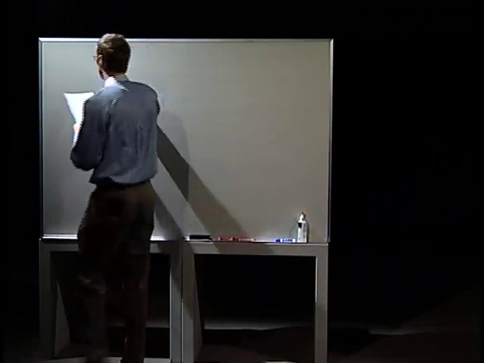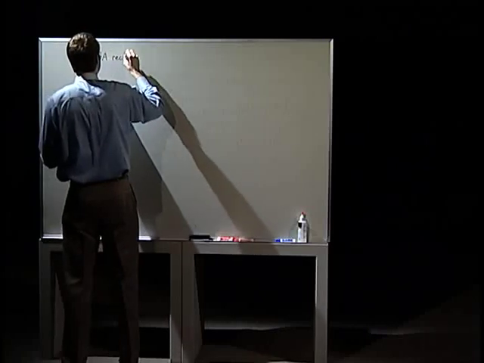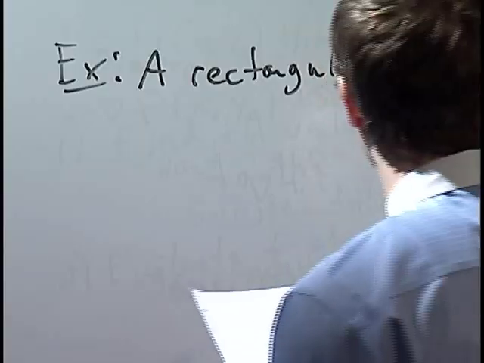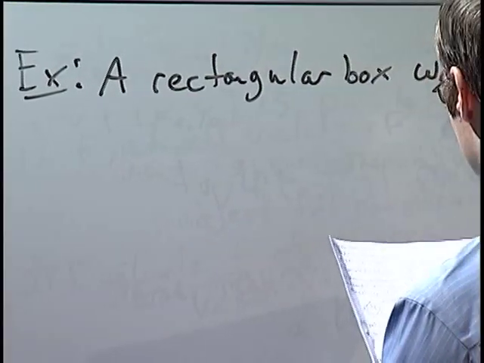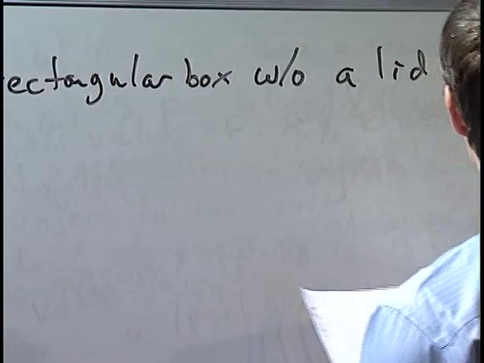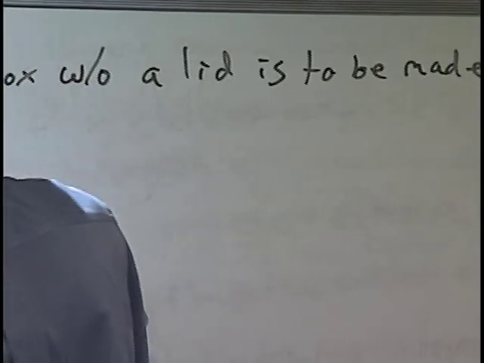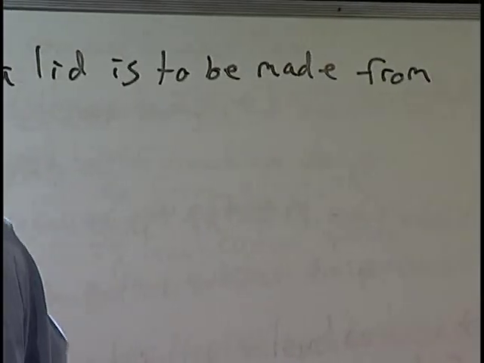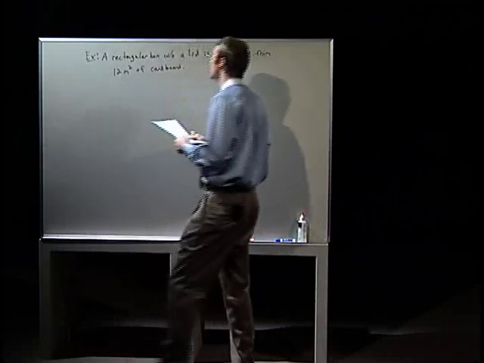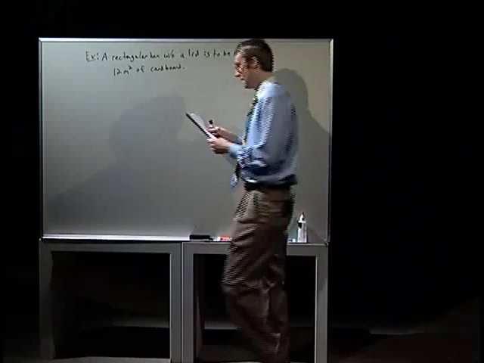Suppose you want to make a rectangular box without a lid, and you want it to be made from 12 square meters of cardboard. All right, so you have some constraint revolving around how much cardboard you have to make the thing, right?